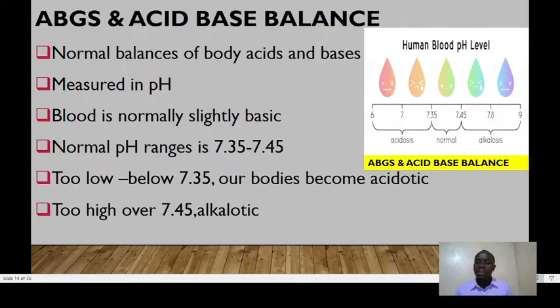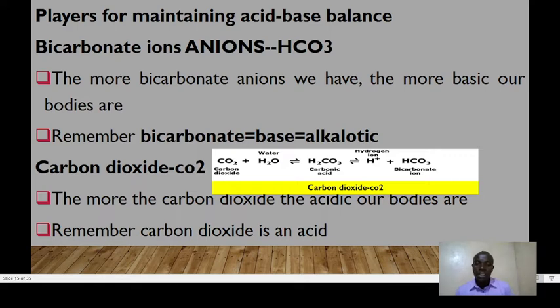So these are just the normal balances of the body acids and bases, and they are normally measured in pH. Blood is normally slightly basic with normal pH values ranging between 7.35 to 7.45. When the value is too low, below 7.35, our bodies become acidotic. While when the values are too high, above 7.45, we say our bodies are alkalotic or basic.